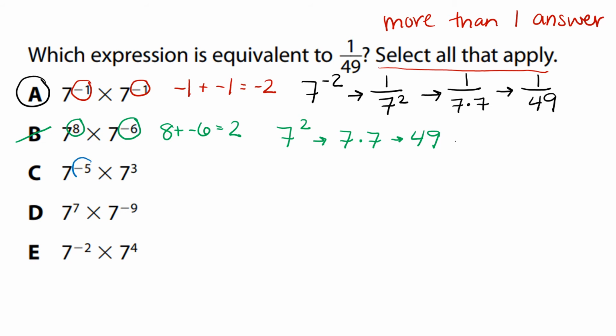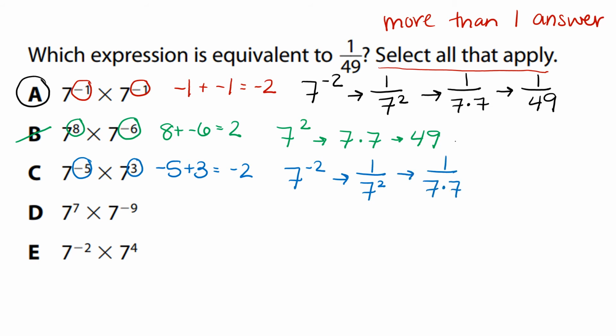For letter C, we start by adding the exponents. -5 plus 3 gives us a -2. Our answer is 7 to the -2nd power, which we then write as a fraction, 1 over 7 squared. We break it down into 1 over 7 times 7, which gives us an answer of a fraction, 1 over 49. C is a correct answer.